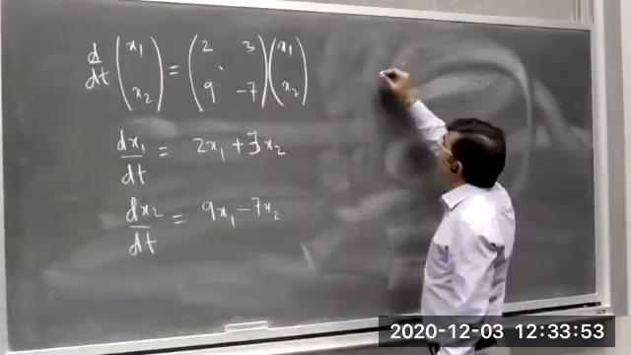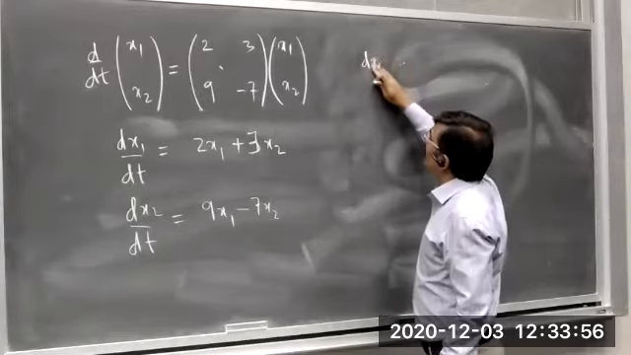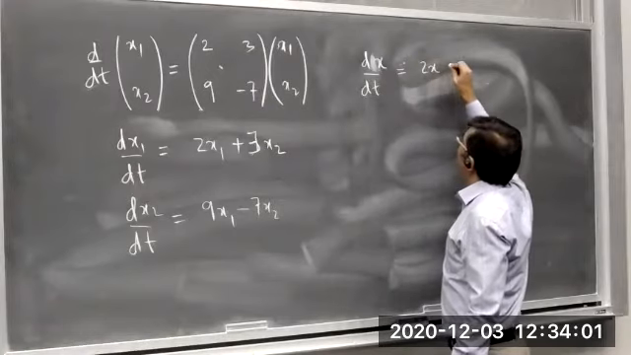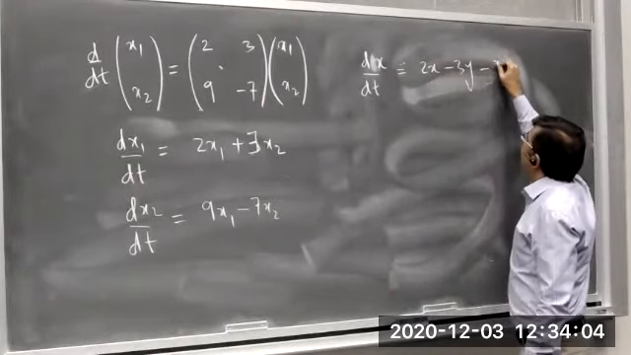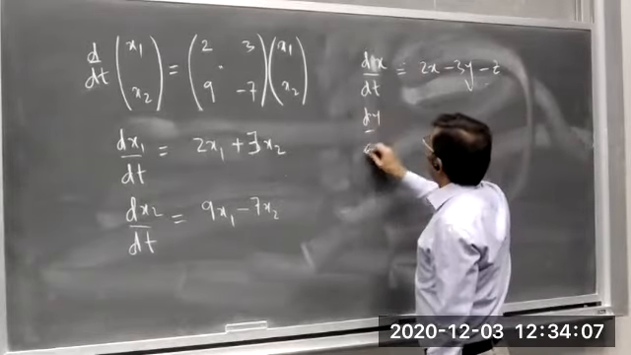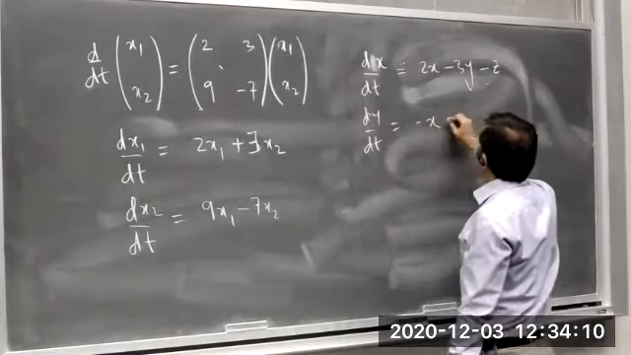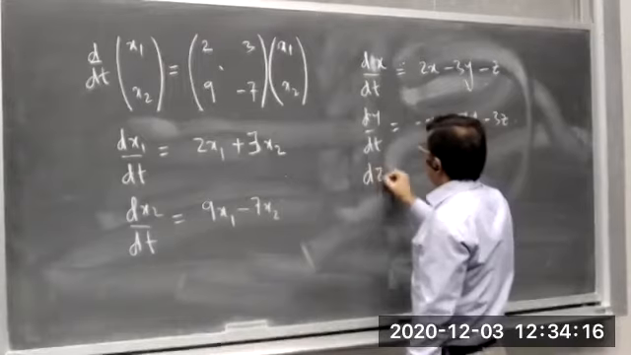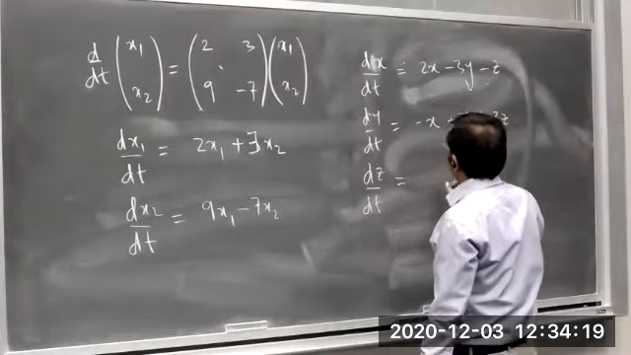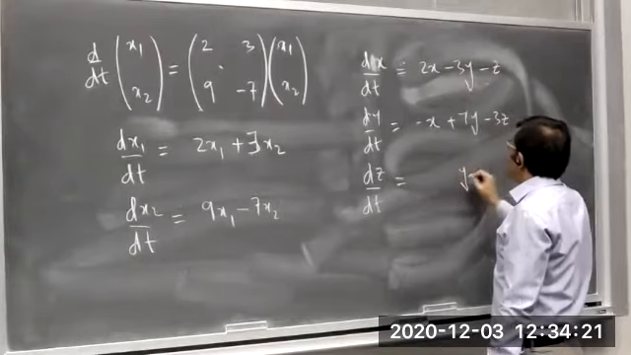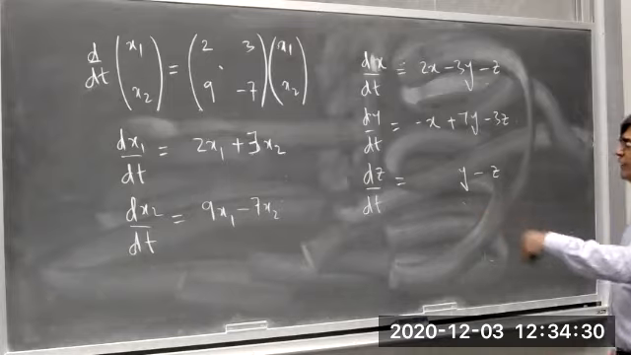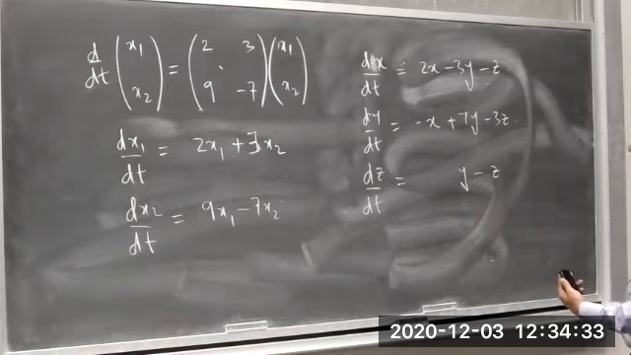We can write a 3x3 system, for example, dx/dt = 2x - 3y - z, and dy/dt = -x + 7y - 3z, and dz/dt could be only y - z. This is a 3x3 system. It has three dependent, unknown variables, and one independent variable t.